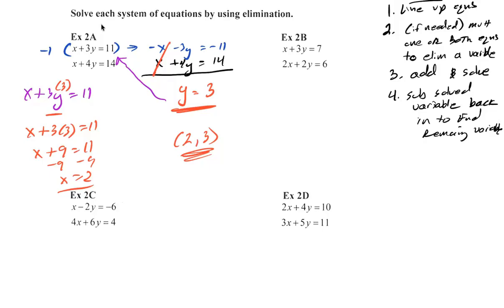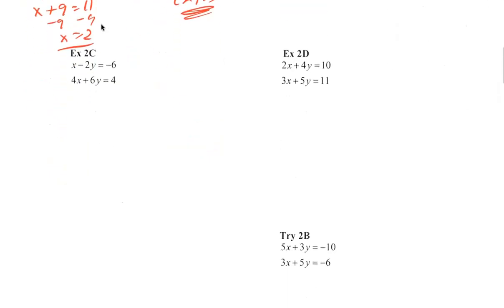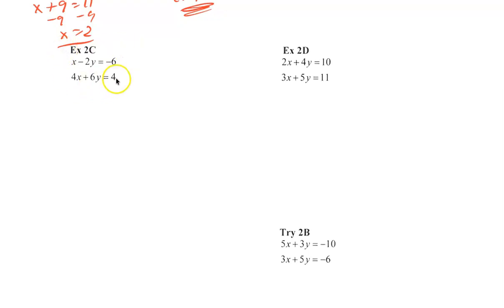For the sake of time, let's skip this one, and we'll do this one down here. Same idea. I want to get rid of one of the variables. You can get rid of the x's if you want, or the y's. In this case, I think it's easier to get rid of the y's, because if I multiply the top by 3, these are already different signs, and the y's should cancel out.